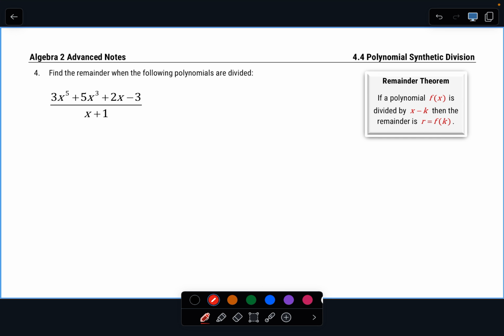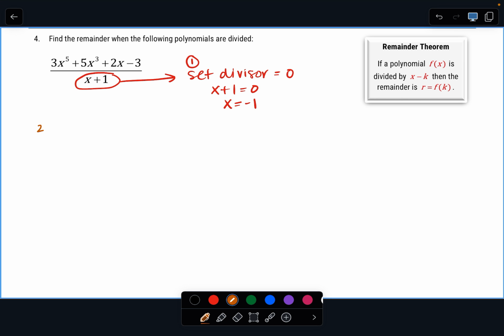The first way we're going to talk about, same thing. We're going to take our divisor and set it equal to 0. So if I take x plus 1, I set it equal to 0, I should be getting x is equal to negative 1. That's step 1. If we want to do numbered steps, just so you can have an idea: step 1, set divisor equal to 0, figure out what it is. Step 2 is going to be plug x into the dividend.